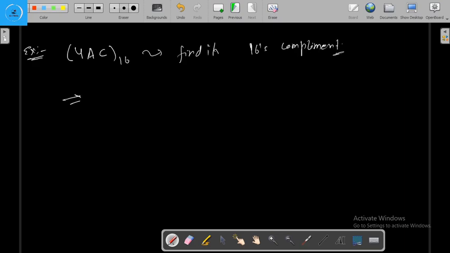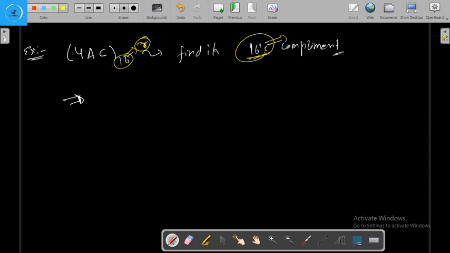For finding the 16's complement, we first check the radix. Here the radix is 16, which means it is a hexadecimal number, and it is asked to find the r's complement. This is the 16's complement. For finding the r's complement, first we have to find the (r minus 1)'s complement.